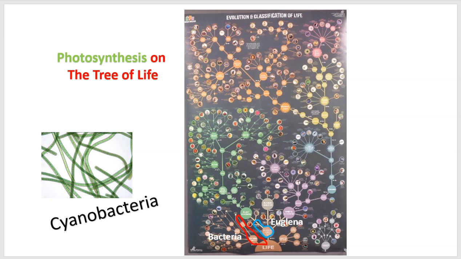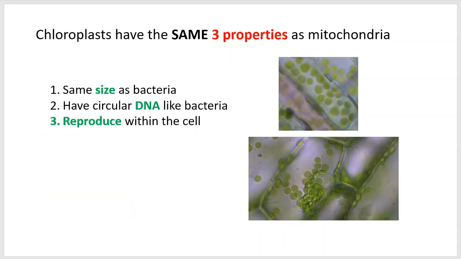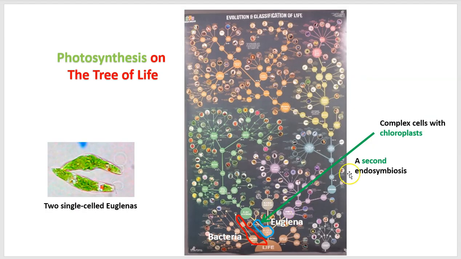Now let's remember, though, that the chloroplasts are found in these complex cells, whereas the origin of photosynthesis was cyanobacteria. So somehow we have a transition from bacteria to a complex cell with chloroplasts. Well, those three clues that we just suggested, that chloroplasts have the size, DNA, and reproduce, suggest that what happened in this transition was another endosymbiosis event. So chloroplasts were the result of a second endosymbiosis event. Somehow, a photosynthetic bacterium got inside a larger cell and stayed alive.